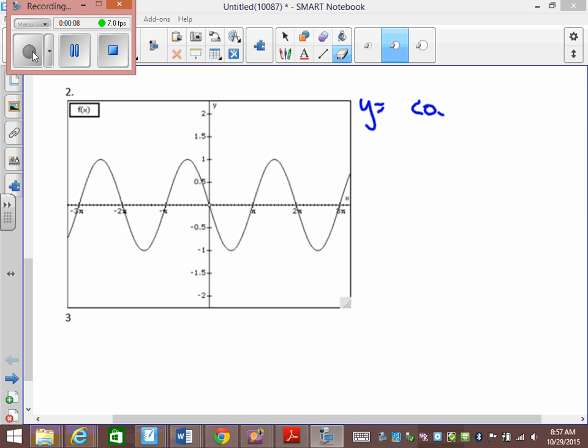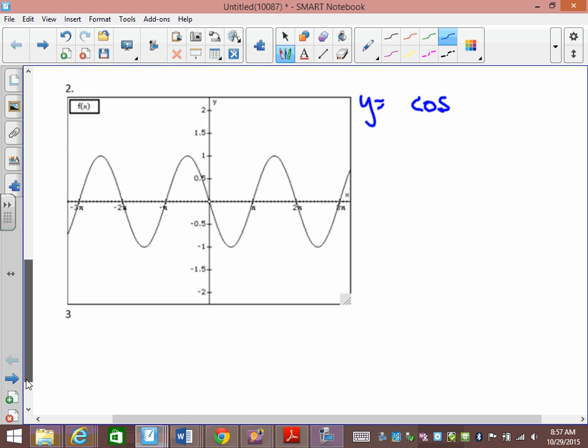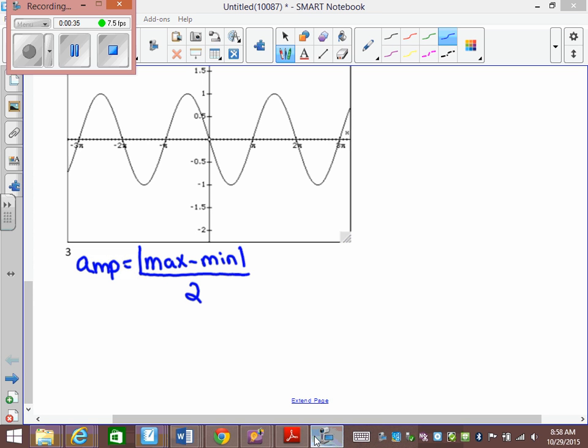Cos and sine graphs. So the very first thing we want to do whenever we come up with an equation is get the amplitude first. Amplitude from a graph is the absolute value of max minus min divided by 2. So in this case, it's going to be 1 minus negative 1 divided by 2, which is 2 over 2, or 1.